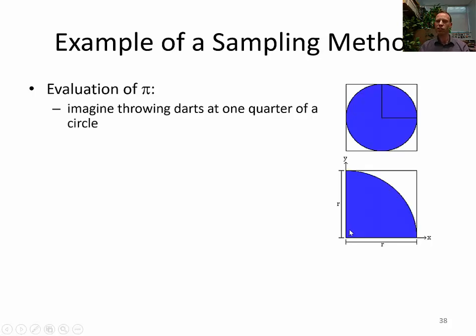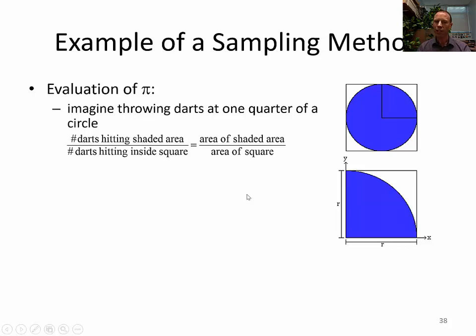Imagine you put a circle in a square, and then you cut 1/4 of the circle. This gives you a square of side r, and then the circle has radius r. If you now throw darts at this square, then if you think about it a bit, your darts are going to land somewhere in here.